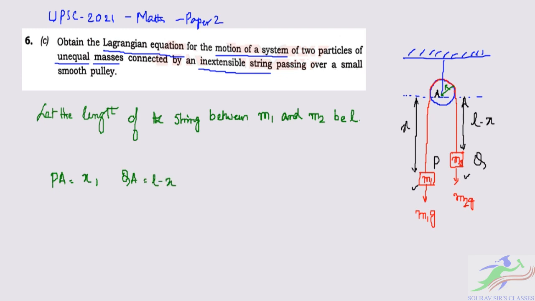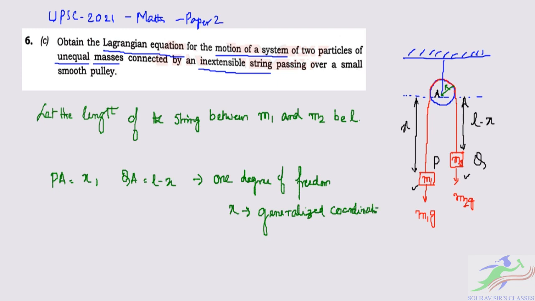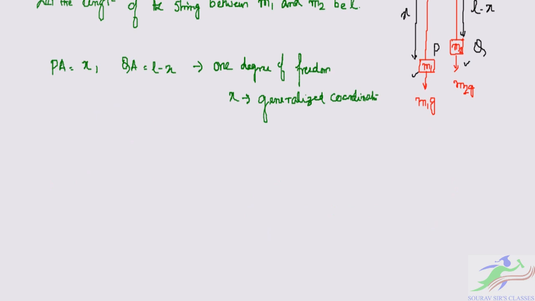So the system has only 1 degree of freedom, and x is the only generalized coordinate. So from the figure, we have to find the Lagrangian equation. The instantaneous configuration is specified by q equal to x.